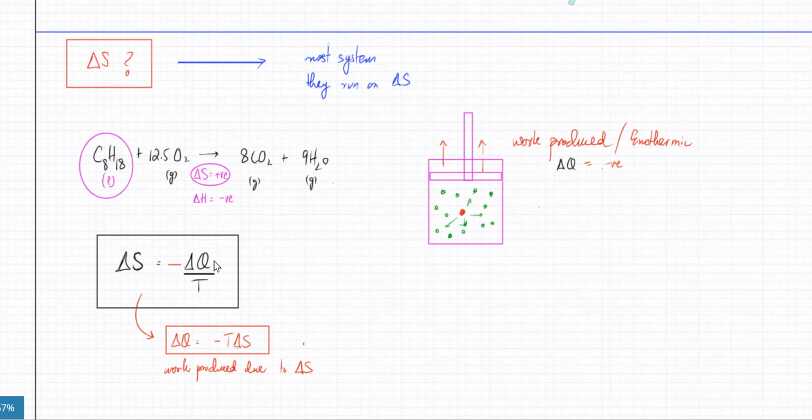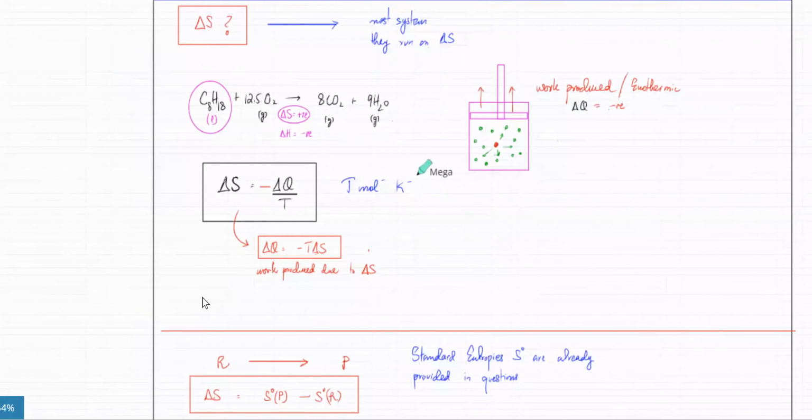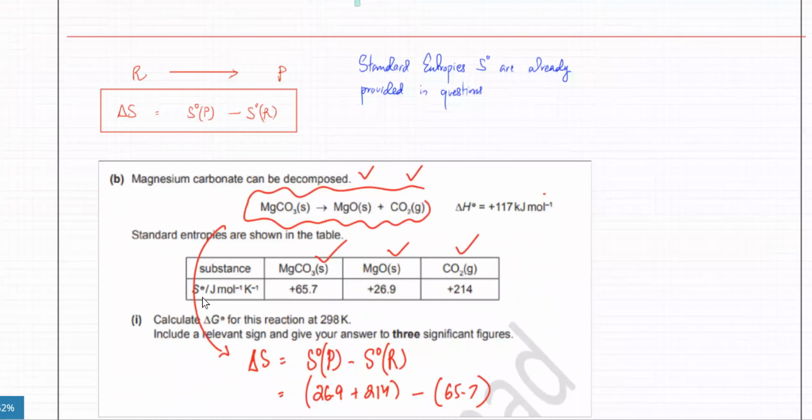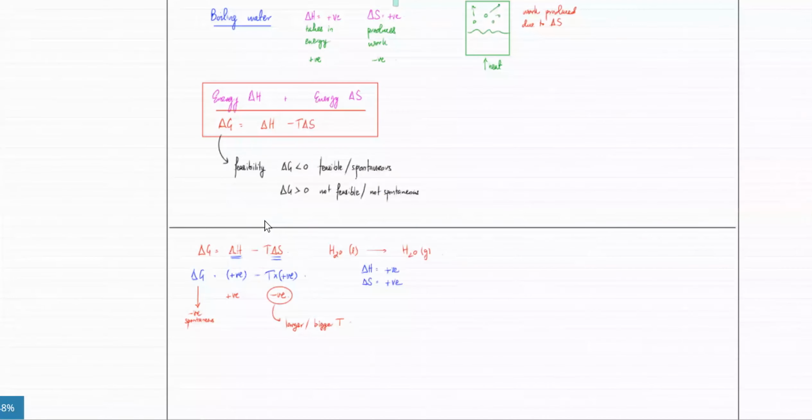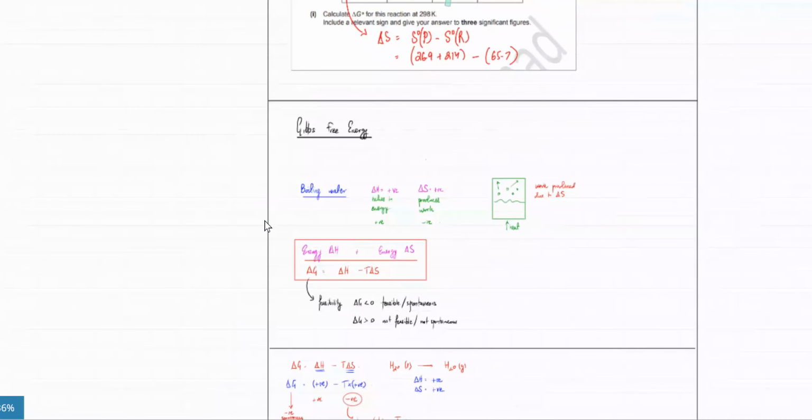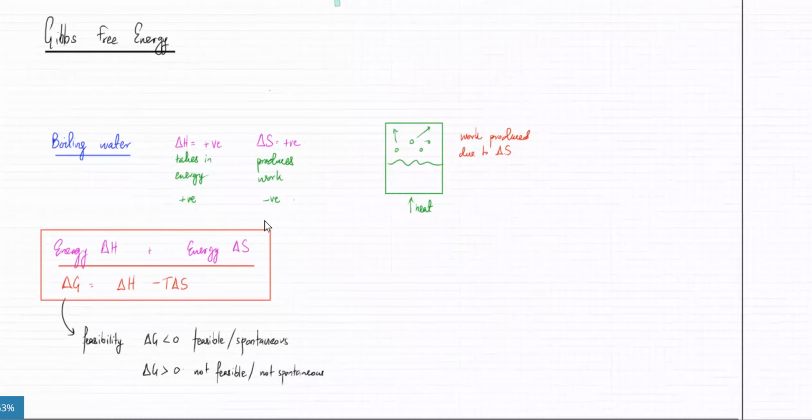So delta S is delta Q. It's the work that is produced. That's why there's a negative sign. It's exothermic at a specific temperature in kelvins. So your standard delta S had a unit of joules per mole per Kelvin. So it's the amount of work. And then we did that to figure out the entropy change. You just have to find out the entropies of the products, which would be given in a table, minus the entropy of the reactants. That would give you the entropy change of a reaction, if the entropies were known.